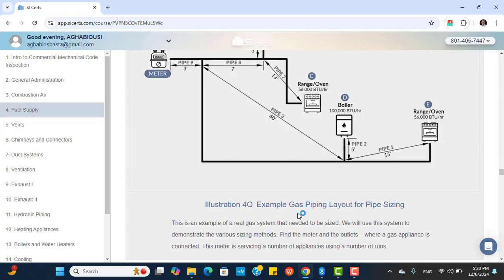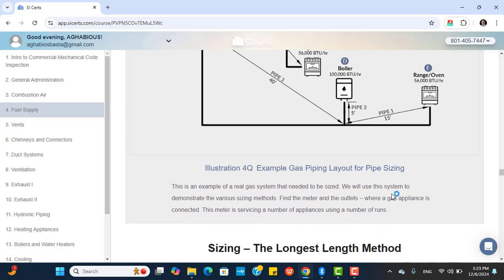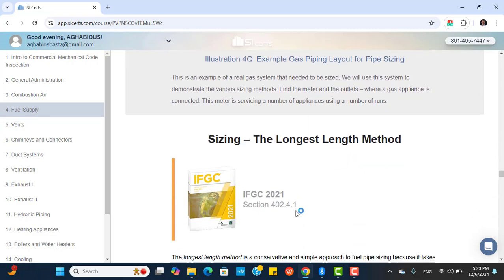Illustration for the example gas piping layout for pipe sizing. This is an example of a real gas system that needs to be sized. We will use the system to demonstrate the various sizing methods. Find the meter and the outlets where gas appliances are connected. This meter is serving a number of appliances using the number of lines.